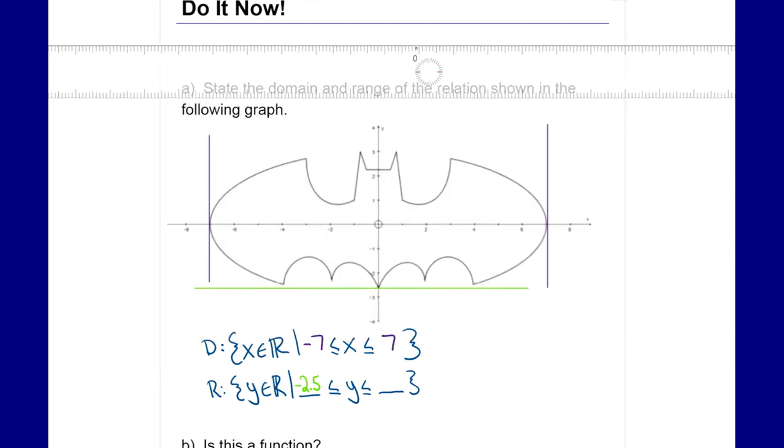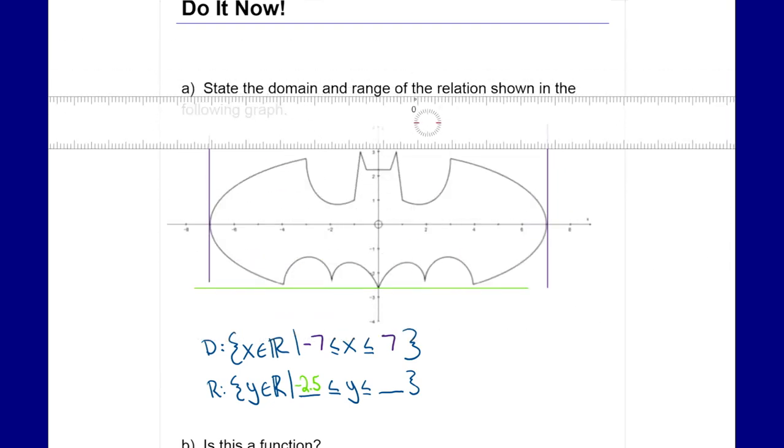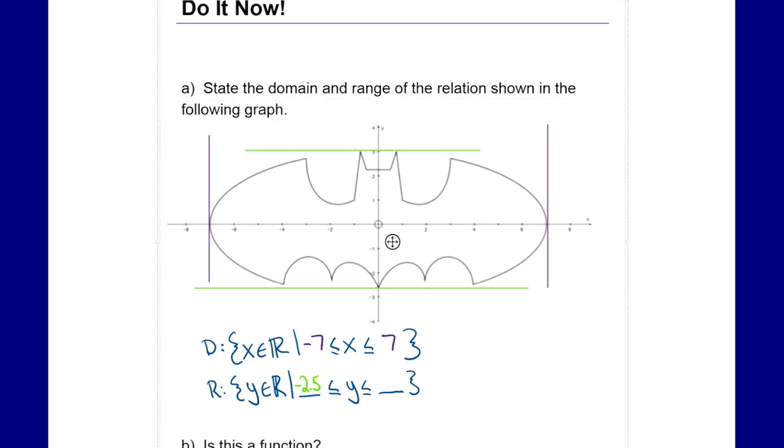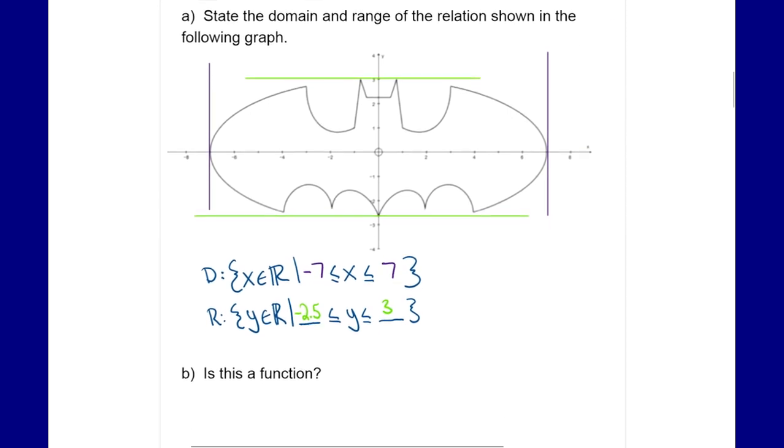Then if we come down from the top and we hit our relation, we hit it just below that line, probably a little bit further down, right about there. And that is 3. So our range is y is any real number such that y is greater than or equal to -2.5, but less than or equal to 3. So again, that's the domain and the range for this relation.